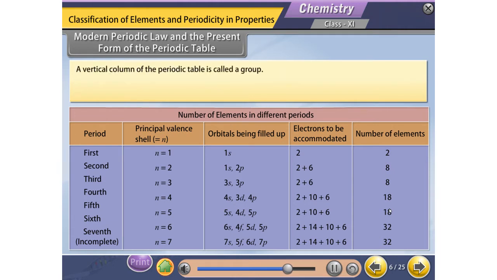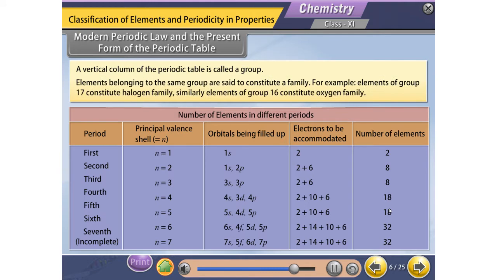A vertical column of the periodic table is called a group. Elements belonging to the same group are said to constitute a family. For example, elements of group 17 constitute the halogen family.